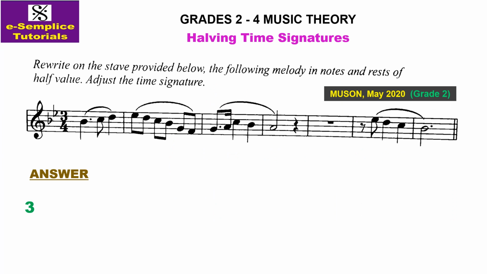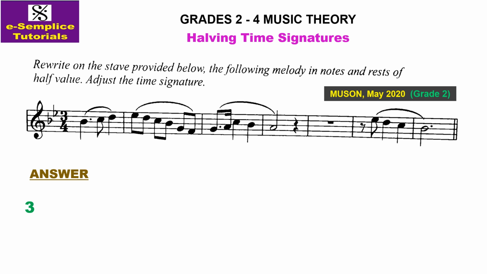This is a grade 2 question from Muson examination May 2020. The question says, rewrite on the stave provided below the following melody in notes and rests of half value. Adjust the time signature. Now let's just resolve this together. I'm not going to use a stave, but I'll just take the notes and we'll solve this together.